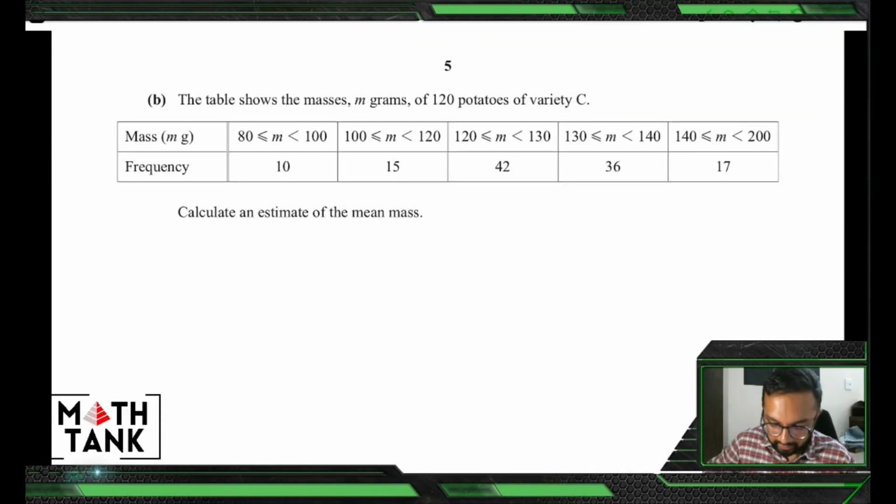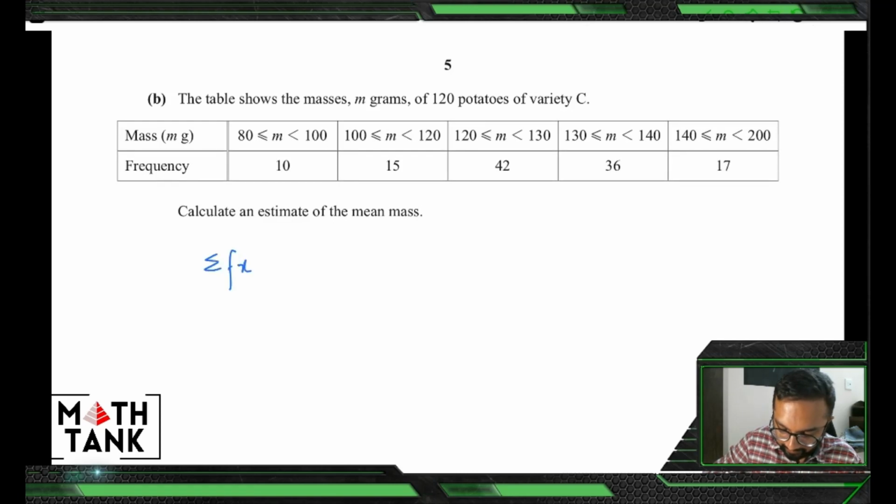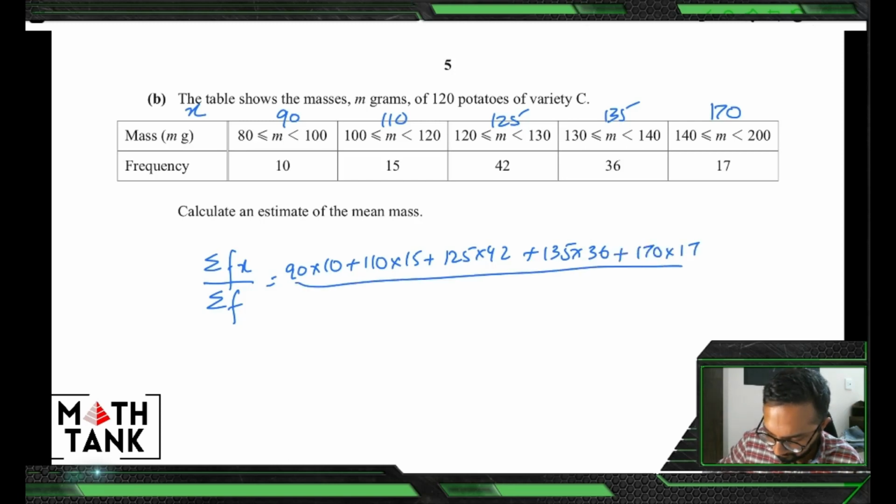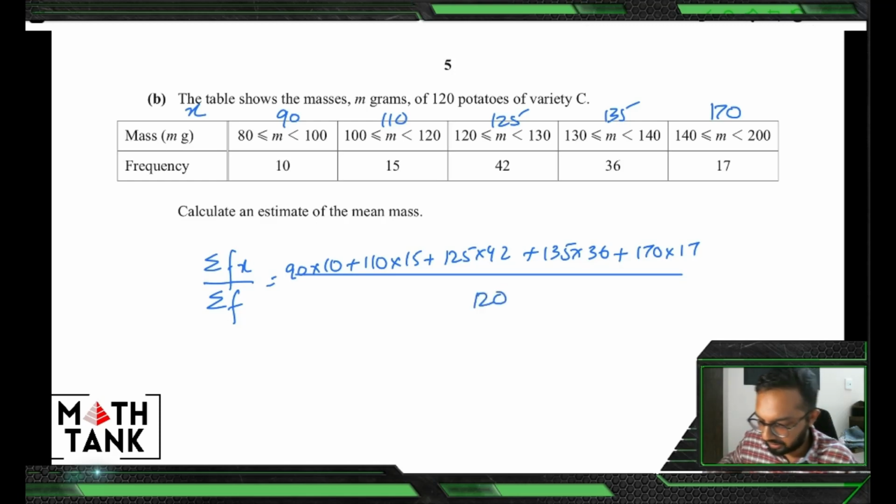Okay, then moving on, the table shows the masses m grams of 120 potatoes of variety C. Calculate an estimate of the mean mass. Okay, so sum of fx over sum of f. I'll have to write down the x, midpoints 90, 110, 125, 135, 148, 200. Okay, 170. So this is going to be 90 into 10 plus 110 into 15 plus 125 into 42 plus 135 into 36 plus 170 into 17 divided by 120.